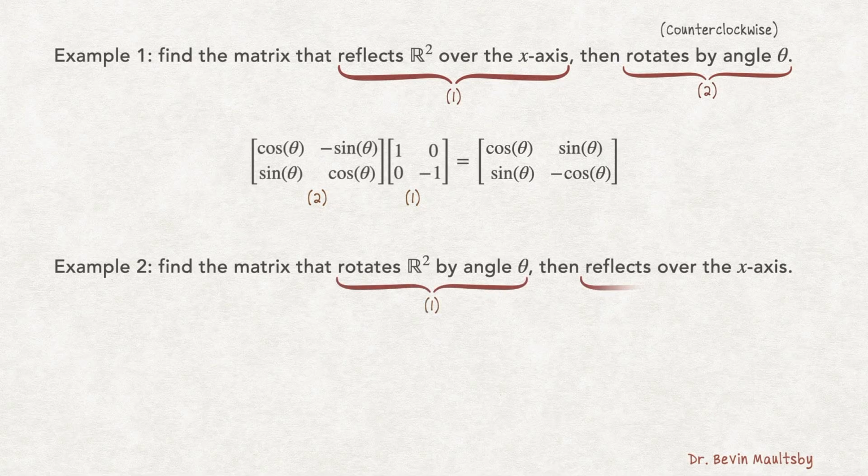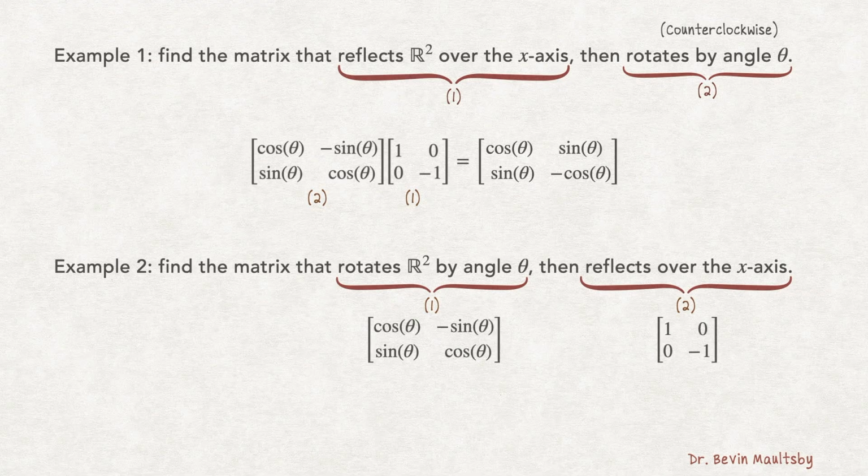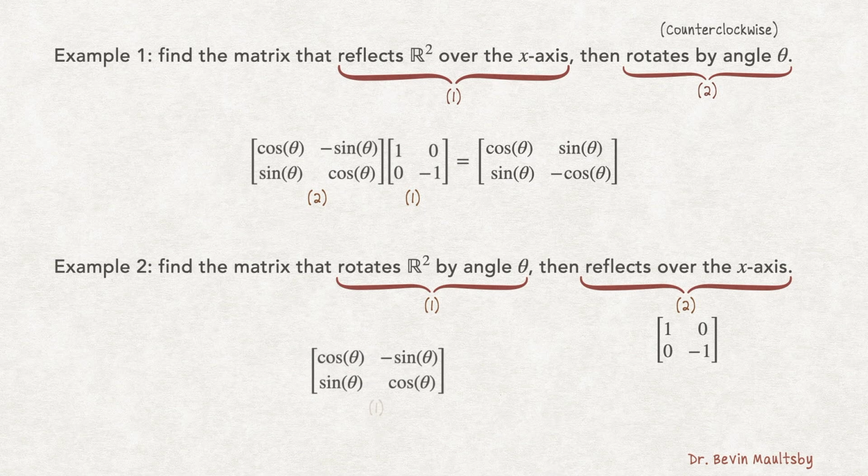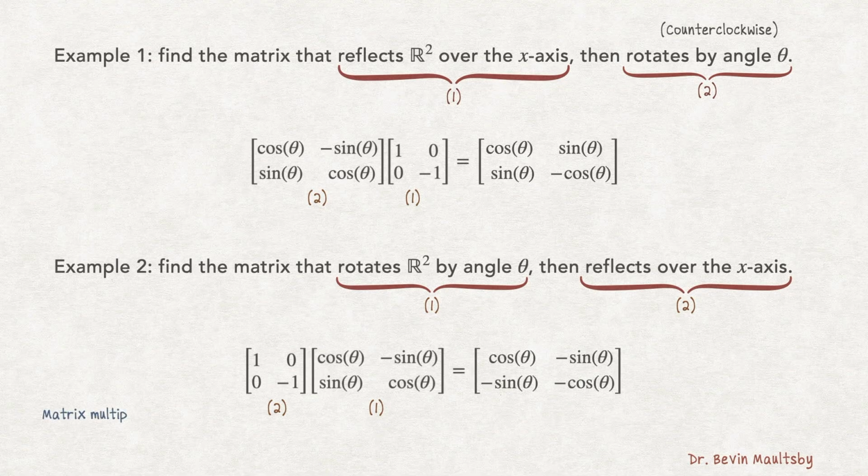Again, we have the composition of 2 linear transformations. This time we want to rotate first and then reflect. It's the same matrices as we just saw. This time the rotation matrix happens first and then the reflection. Same matrices, reverse the order, and we get this 2 by 2 matrix: cosine theta, negative sine theta, negative sine theta, negative cosine theta.